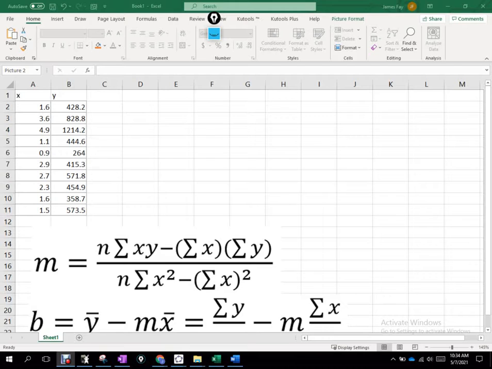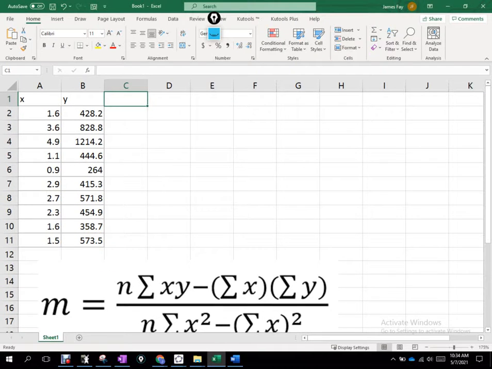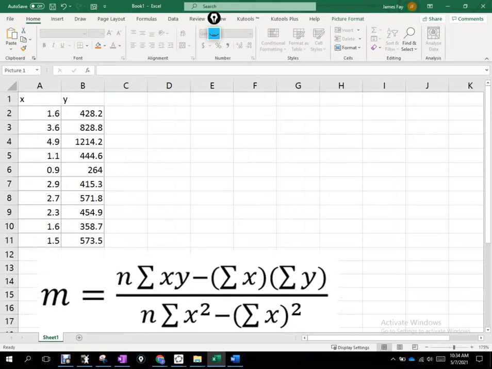Using Excel, I've got the formulas that I want to construct here. If we go through, we're going to need N, XY, the sum of X, the sum of Y, the sum of X squared, and the sum of X, that quantity squared. So all I'm going to do is write some columns that create those objects. In the first two columns I have my independent and dependent variables, the same numbers we were using yesterday.